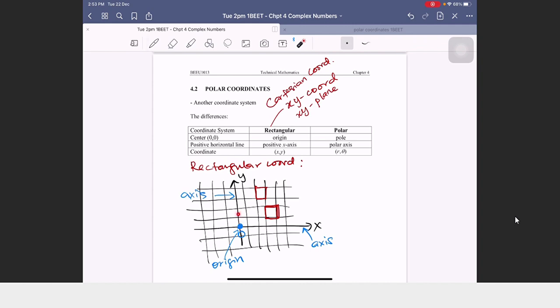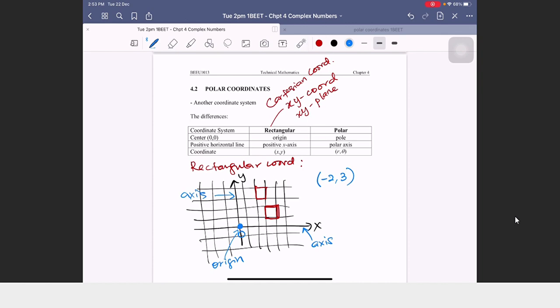And going up, that is positive y. Going down is negative y. When we talk about a coordinate itself, let's say this is minus 2, 3. Okay, minus 2, 3.